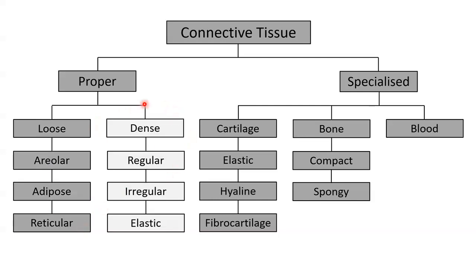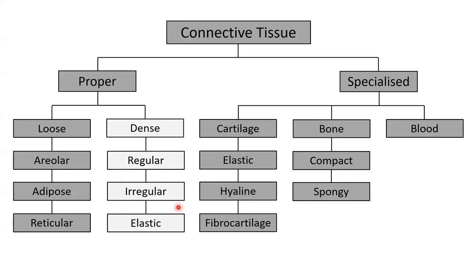Our dense connective tissue is also divided into three different types of connective tissue. So we have regular, we have irregular, and we have elastic. And again, this is based on the predominant fibre type as well as the organisation of those fibres. So our regular connective tissue is made up of mostly collagen fibres, and they're arranged really nice and neatly in a parallel fashion.